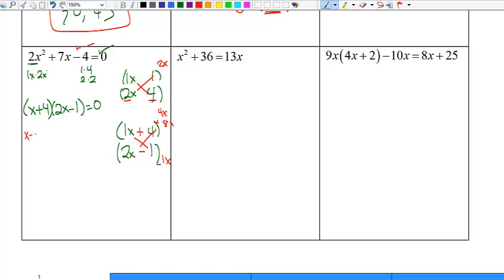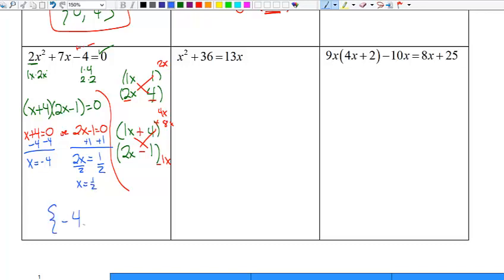Then I set each of those factors equal to 0. And then I can solve those. So subtract 4 on the first one. This is now linear, which is much easier to solve. So I'm getting x is equal to negative 4 and x is equal to a half. So those are my two answers.